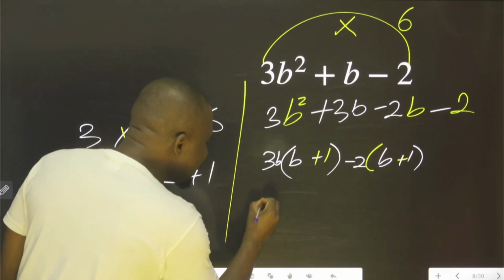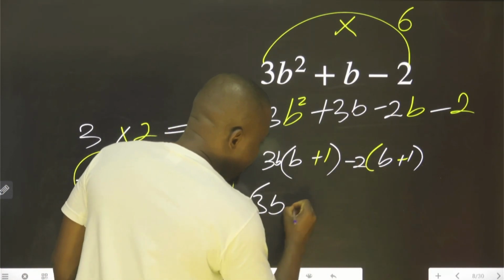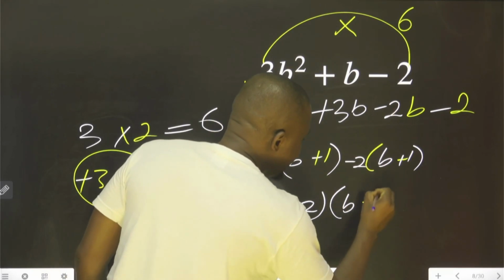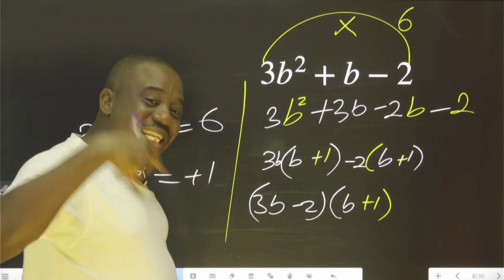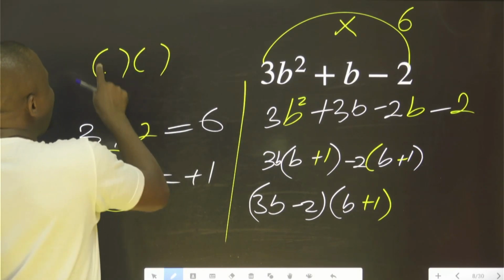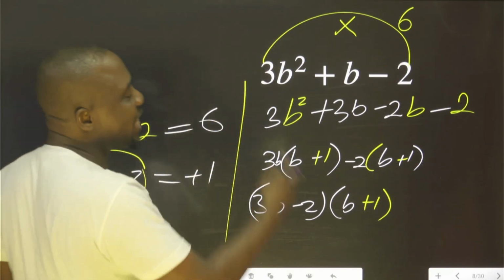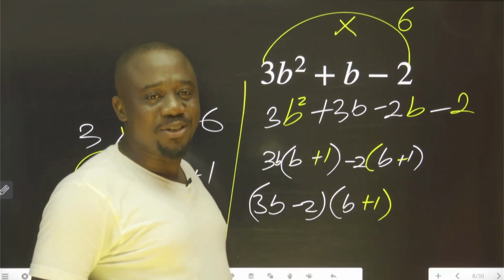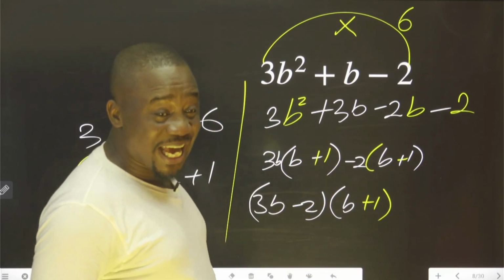Now you cannot take this 3b minus 2, b plus 1. You see? The first method of just, you see this, you do this, you put b here, put b here, it cannot work here. This is the standard method. This is actually the answer.